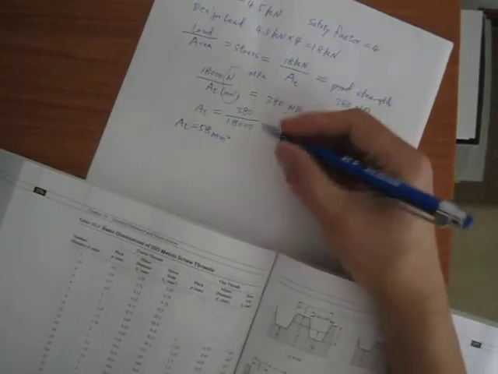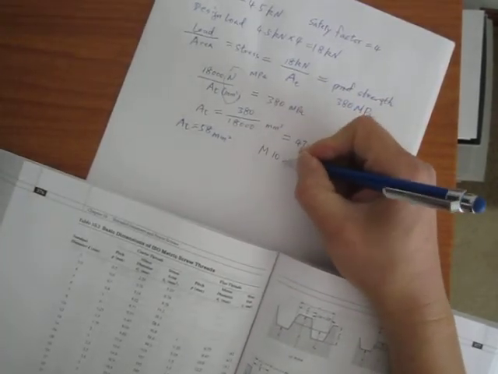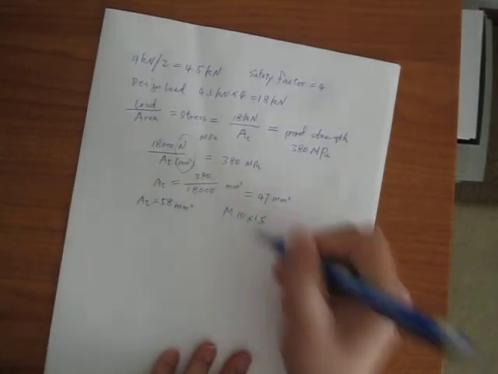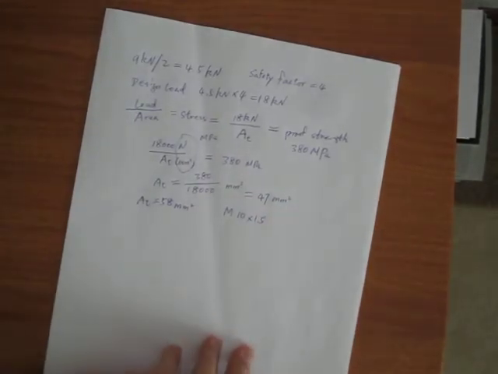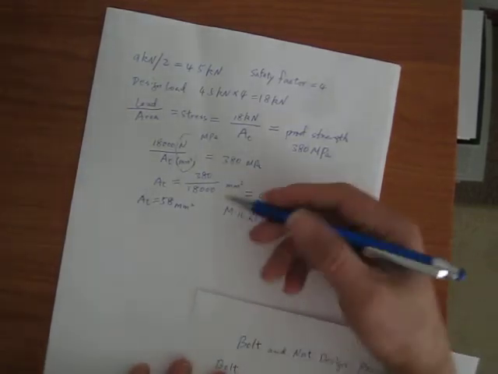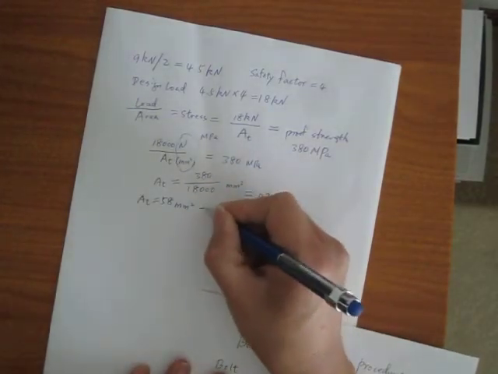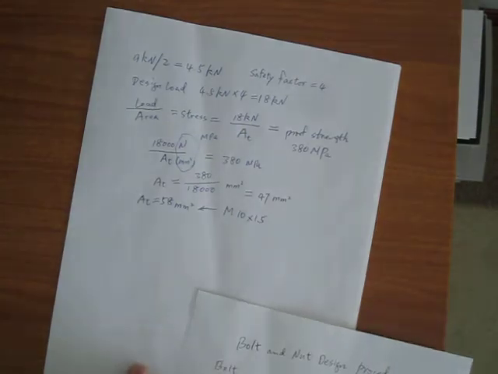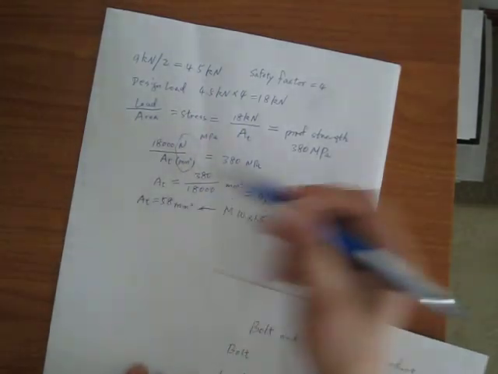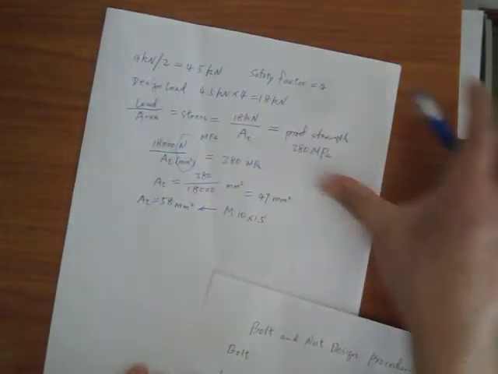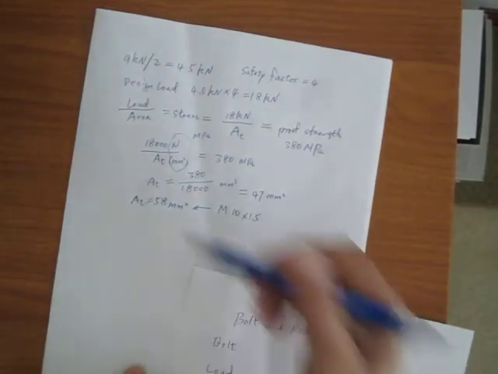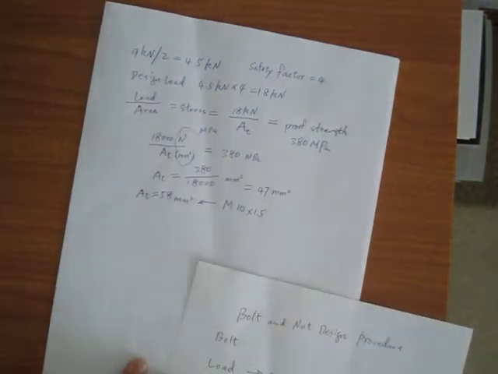So M10 by 1.5. This is the size of the bolt that we decided. Now once we have the size of the bolt decided, we know AT is 58 square millimeters. Now we're going to use this value. We don't use the earlier value anymore. We're going to use this value. That's what we choose here.